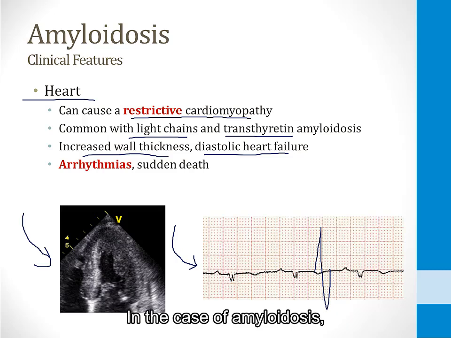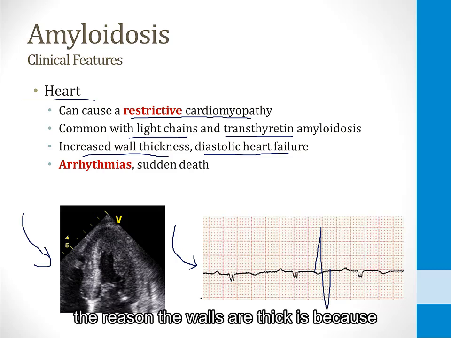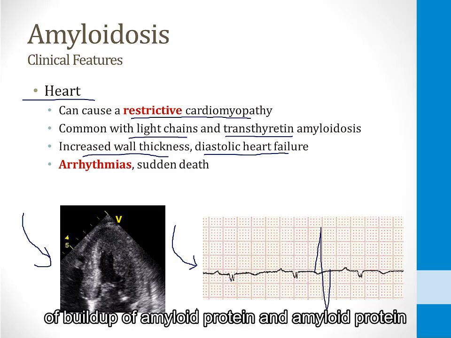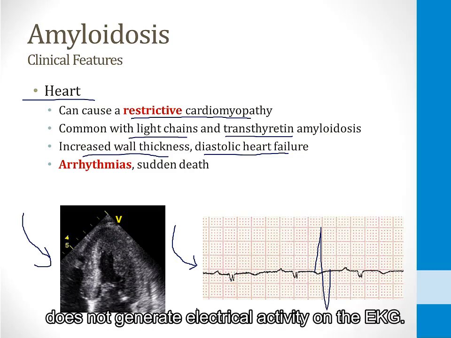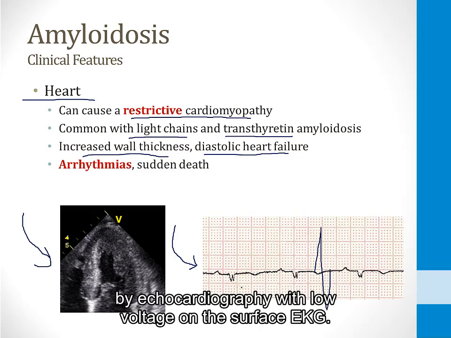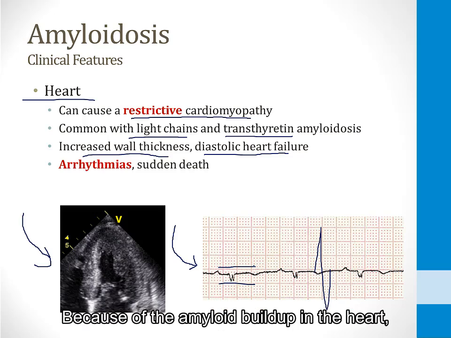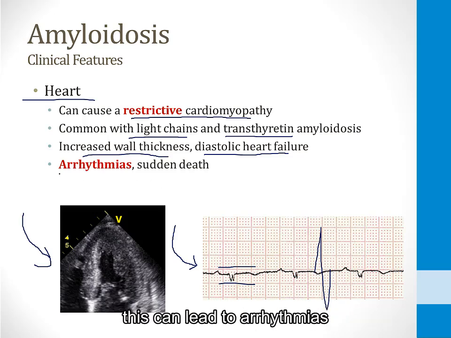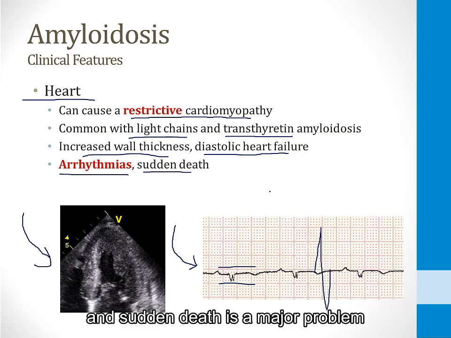In the case of amyloidosis, the reason the walls are thick is because of buildup of amyloid protein, and amyloid protein does not generate electrical activity on the EKG. Therefore, a classic finding is left ventricular hypertrophy by echocardiography with low voltage on the surface EKG. Because of the amyloid buildup in the heart, this can lead to arrhythmias, and sudden death is a major problem for patients with cardiac amyloidosis.